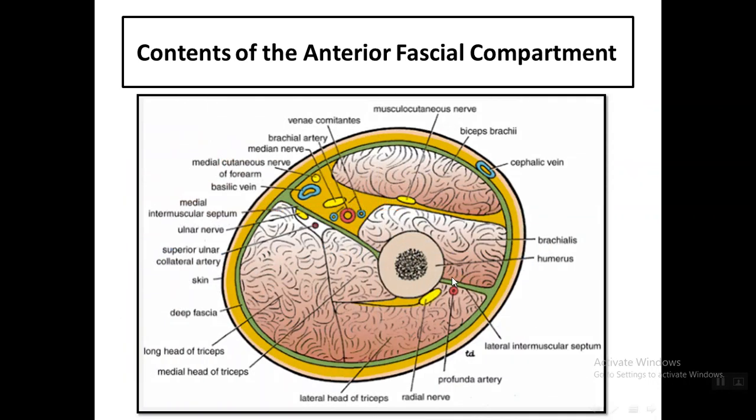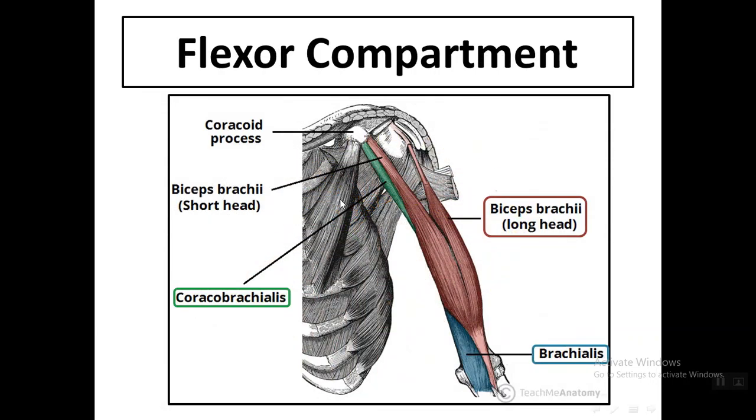Here we can see this is the lateral intermuscular septum. This is the medial intermuscular septum separating the anterior compartment from the posterior compartment. The anterior compartment has these muscles with these nerves supplying them and the blood vessels passing through. These are the muscles. This is the biceps. It has a long head and a short head. The short head originates from the coracoid process, and lower down we have the brachialis muscle. These are the three muscles forming the anterior compartment or the flexor compartment of the arm.